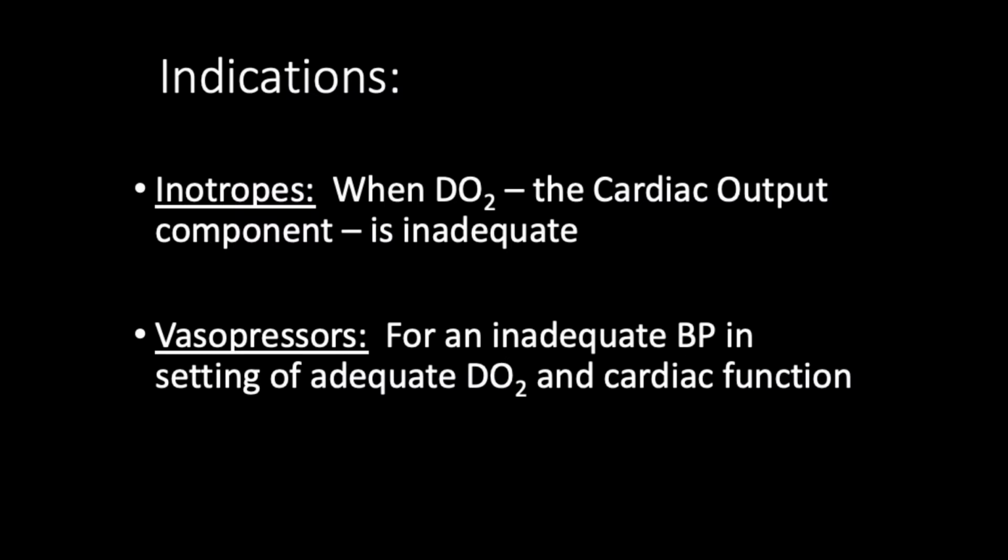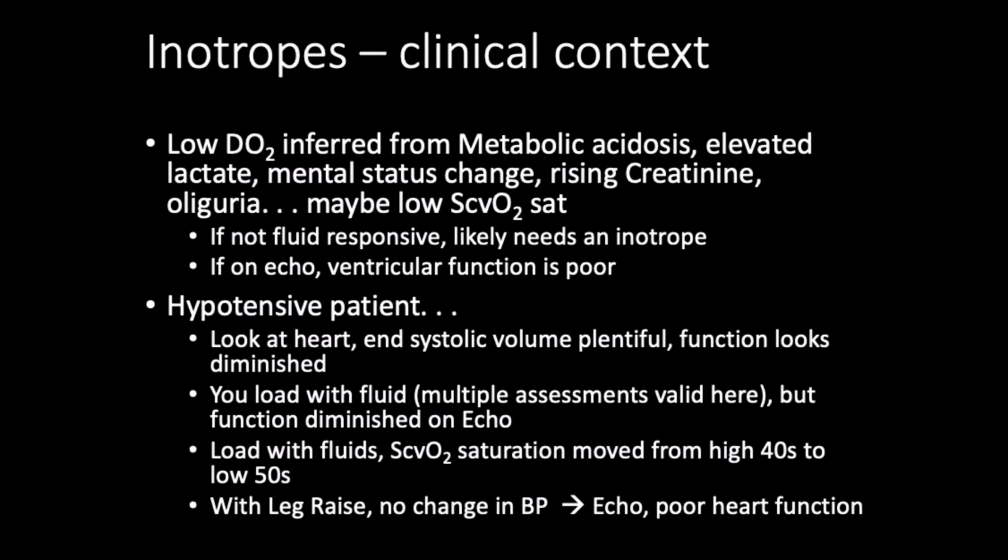So we'll go into inotropes in a little bit greater detail and talk about some of the contexts where they might be used. Low oxygen delivery is inferred from metabolic acidosis, elevated lactate, mental status change, rising creatinine, oliguria. This is the whole shooting match. And if you've got a CVP catheter or even a PICC line, you can get some samples of central venous blood and maybe even throw low central venous O2 sat onto the picture.